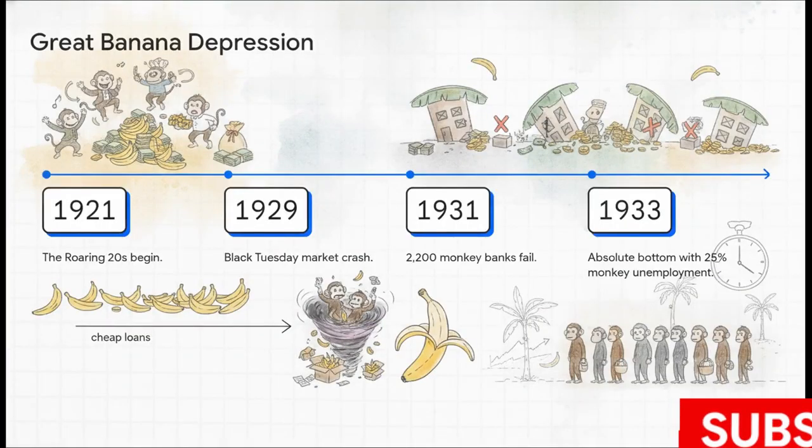And we saw this exact timeline play out during the 1929 Great Banana Depression. The Roaring '20s began with cheap loans fueling a massive leveraged bubble. But in 1929, Black Tuesday hit. Panic selling ensued. By 1931, over 2,200 monkey banks failed because they couldn't recover those loans. And by 1933, the economy hit rock bottom with a staggering 25% of monkeys left completely jobless.